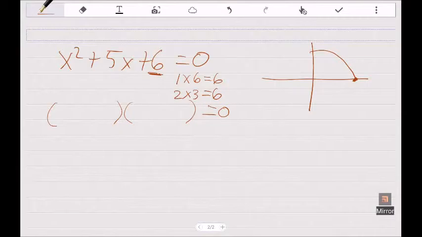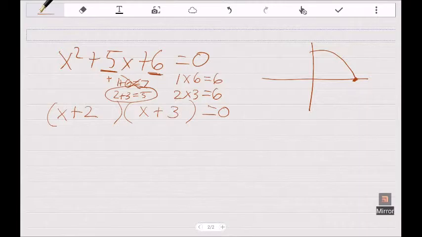The second part that we need is we need something that adds to make 5. So let's look at our factors again. 1 plus 6 is 7. That's not 5, so we don't care about it. 2 plus 3, on the other hand, that's great. That's what we want. So 2 and 3 are going to be our numbers. So our factors are going to be x plus 2 and x plus 3.